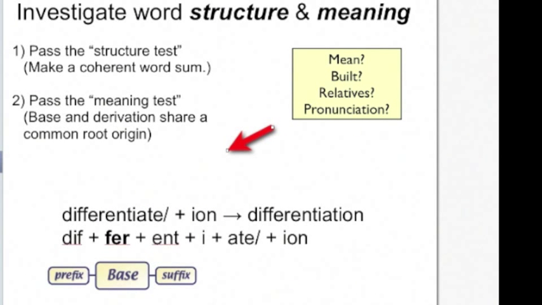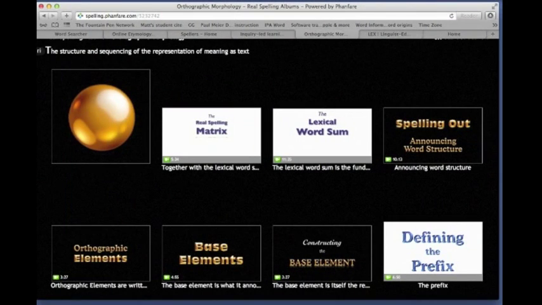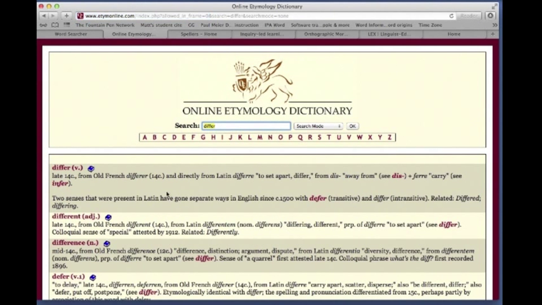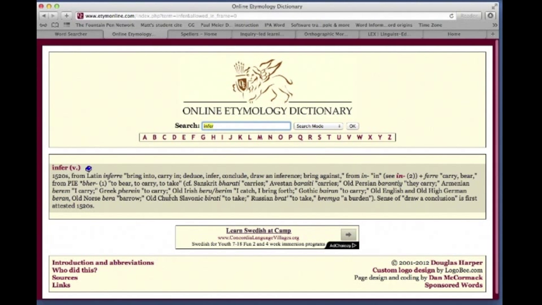This is where they jump over to Etymonline, a great website for this kind of stuff. And when they typed in differ, oh, I'm already there. They look here. They find the Latin differe, to set apart, differ, from dis, away, see, and ferre, to carry. And now look at this. I get this idea of see, infer. Now that is really helpful because it has the same root, but it has a different prefix.